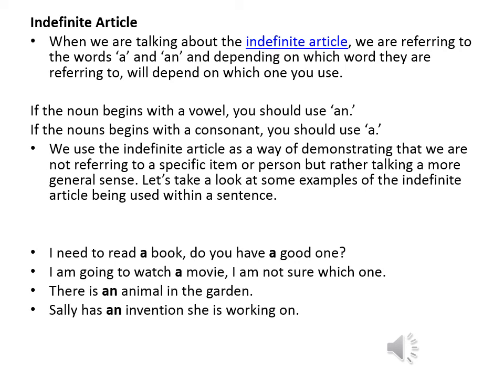Alright, when it comes to indefinite articles, the way we use them would be when we don't refer to something specifically. So for instance, if we are talking generally. So now the key is that when it comes to articles, if it's a word that is starting with a vowel, then we use an. If it's a consonant, then you should use a. Alright, let's have a look at these examples.